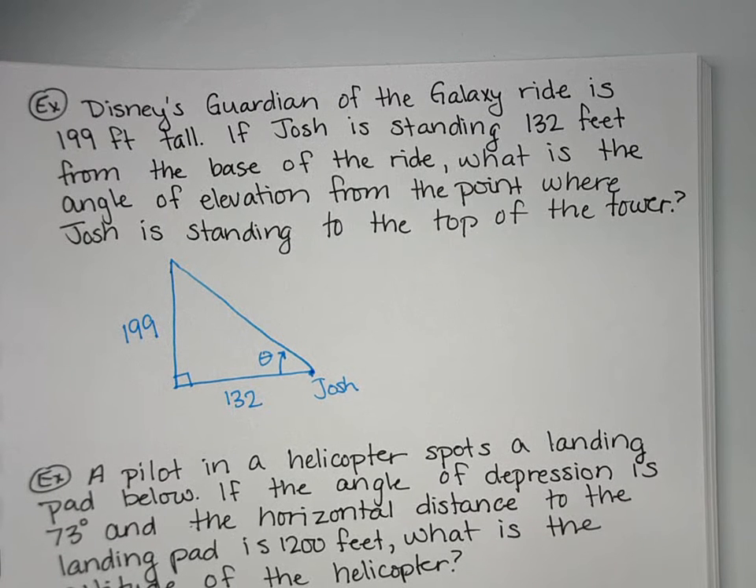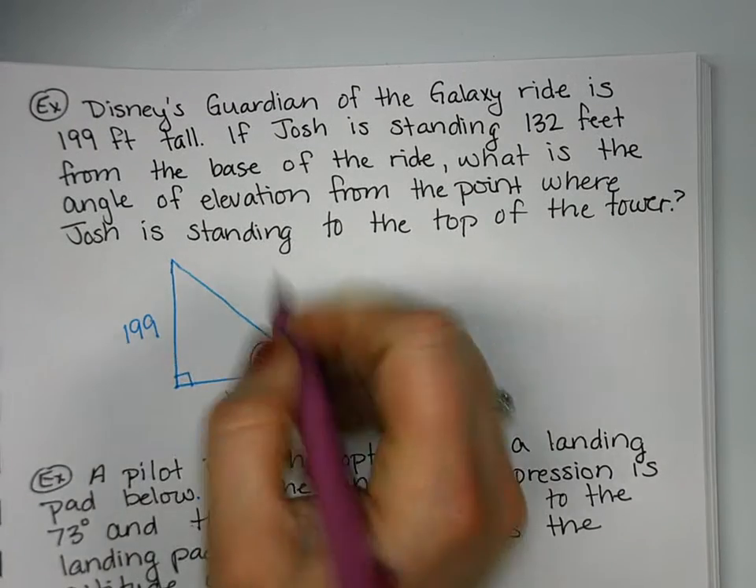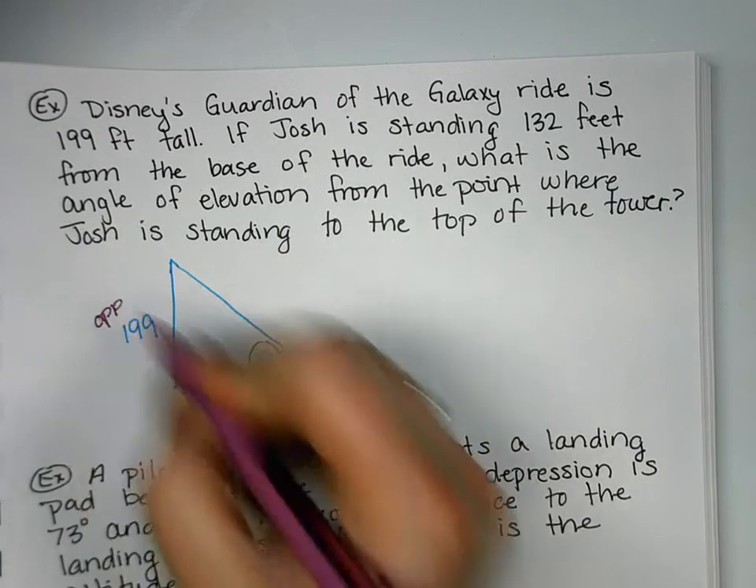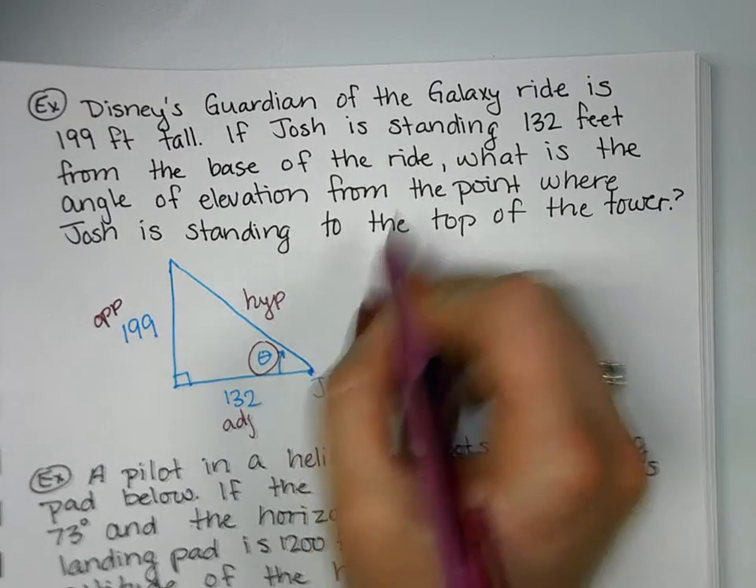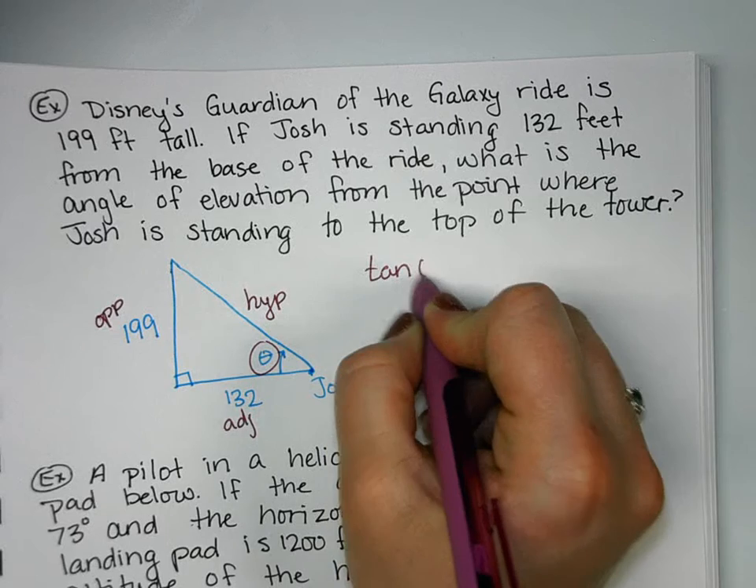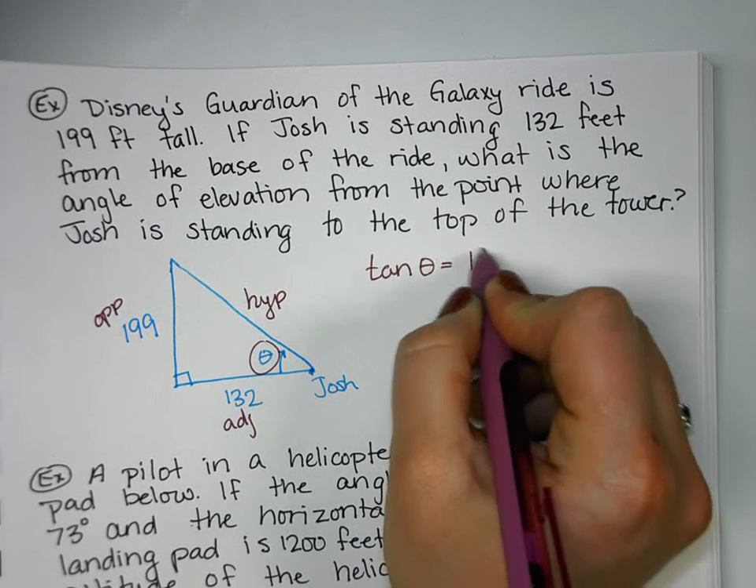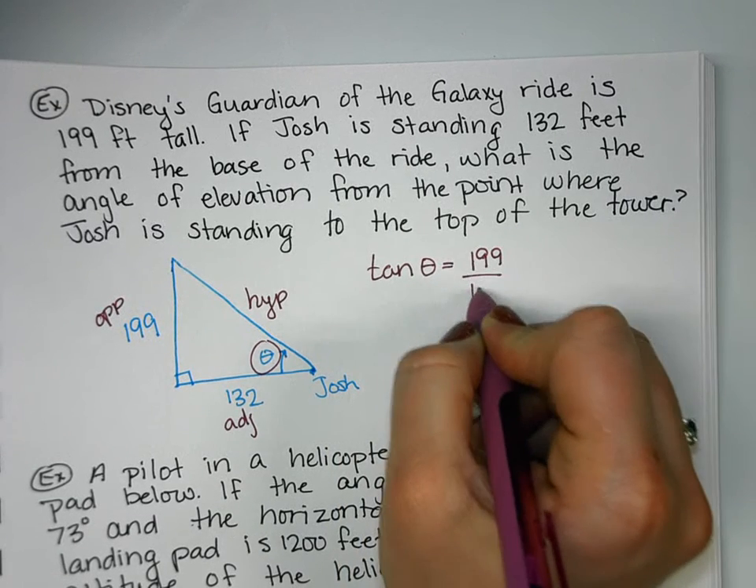It's fun tangent. Okay, so circle our angle. We have our opposite and adjacent. So this is again a tangent. So we'll have tangent of our angle is equal to 199 divided by 132.